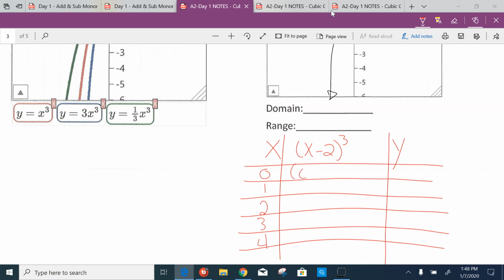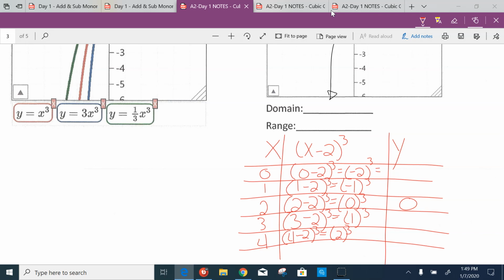So first I take 0 minus 2 to the third power. 0 minus 2 is negative 2, so I have to figure out what negative 2 to the third power is. Then 1 minus 2 to the third power. 1 minus 2 is negative 1, and then figure out what that is to the third power. Then 2 minus 2 to the third power. 2 minus 2 is 0, and 0 to the third power for sure is 0. Then 3 minus 2 to the third power. 3 minus 2 is positive 1 to the third power. And then 4 minus 2 to the third power. 4 minus 2 is 2 to the third power.